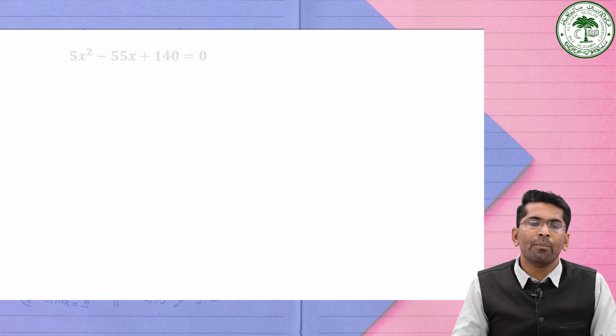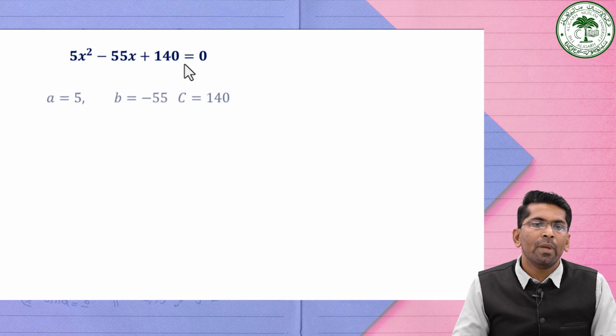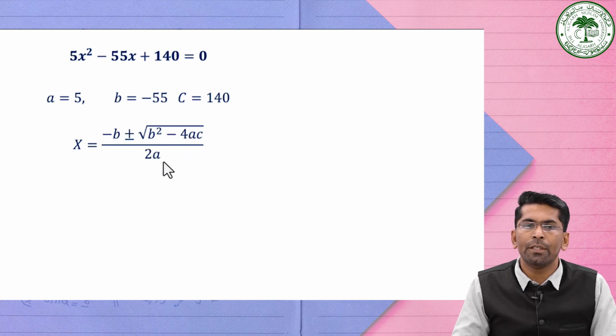Consider another example. We have a quadratic equation, that is 5x square minus 55x plus 140 equal to 0. Now, the coefficient of x square, that is a, is 5, b is equal to minus 55, c is equal to 140. We can directly substitute these values into the quadratic formula, which is minus b plus or minus under root b square minus 4ac divided by 2a.